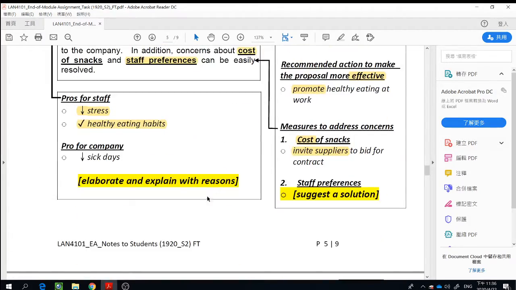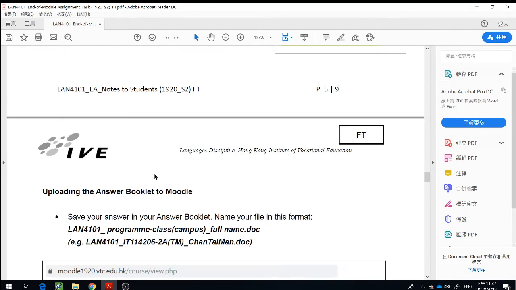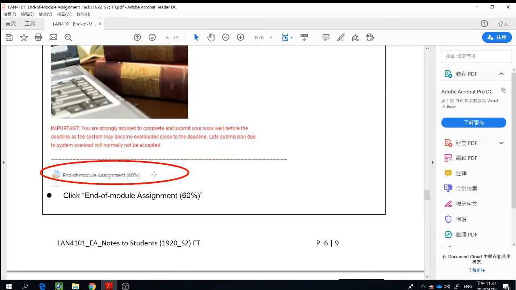And then what about the pros for the company? It can reduce the sick leave days. So what about the second benefit to the company? You should write it all by yourself. One more time, you should write it all by yourself. You should elaborate and give reasons. What is the second benefit for the company? So I will leave it to you. You can follow all the steps here.